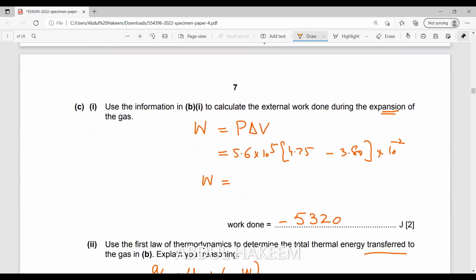Next, use the information to calculate the external work done during expansion, meaning the work done by the gas. The work is pressure multiplied by change of volume, with pressure constant and volume changing. So it is final volume minus initial volume. The answer is this, and this is work done by the gas, so minus.